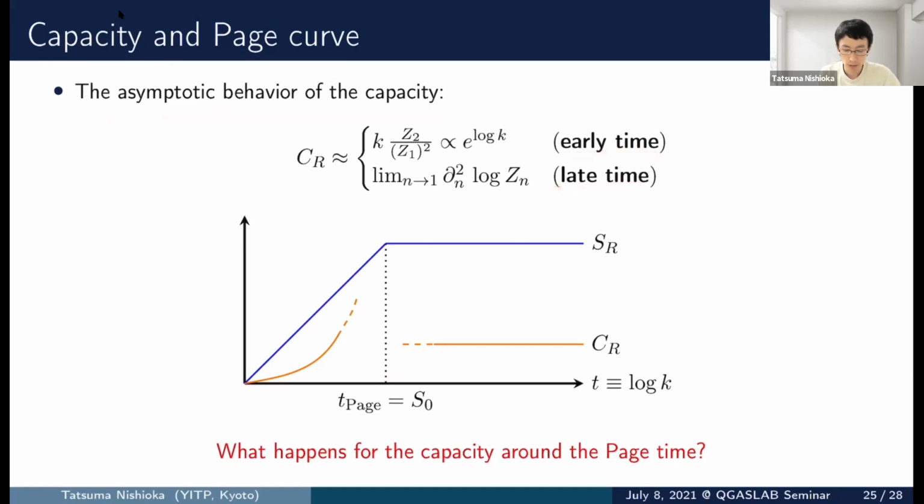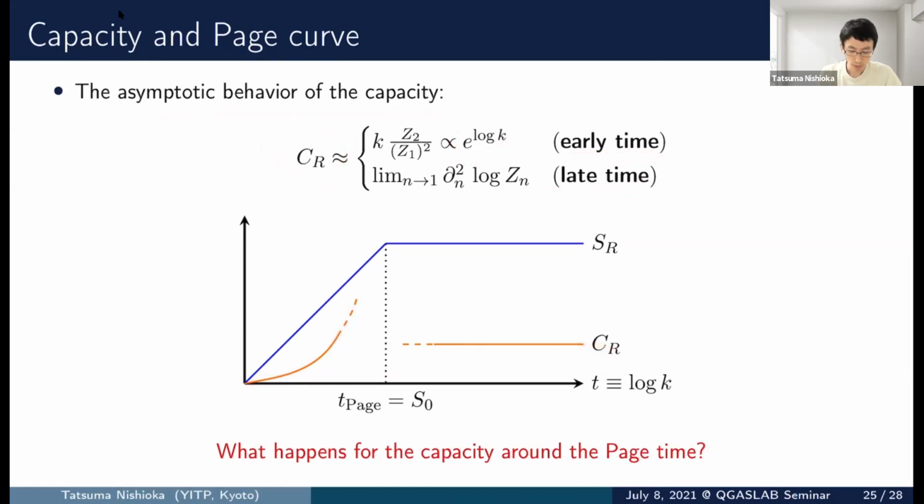And it turns out that at early times, the capacity behaves exponentially. So it exponentially grows at early times, but at late times, it saturates. So this is a typical behavior of the capacity.